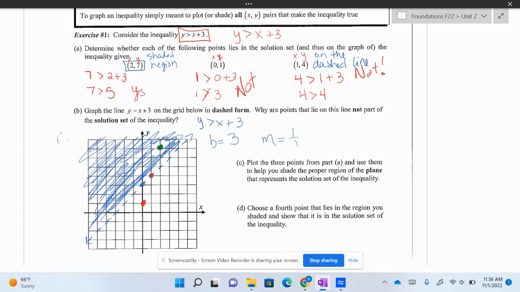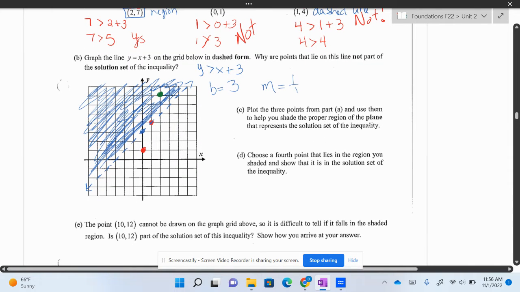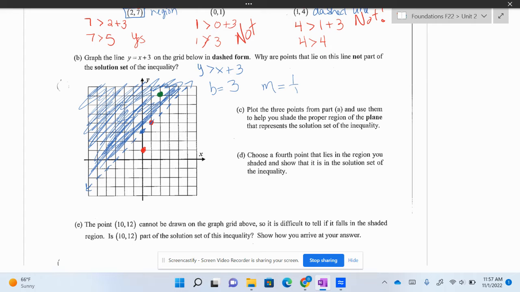So we graphed it, and part C says plot the points that you did to show that you have the correct solution. We did that. Part D says choose one more point that is in the shaded region and prove that it's a solution. So someone pick an ordered pair from the shaded region. Tell me what it is. Eli. 1, 6. 1, 1, 2, 3, 4, 5, 6. Eli's picking the ordered pair 1, 6.